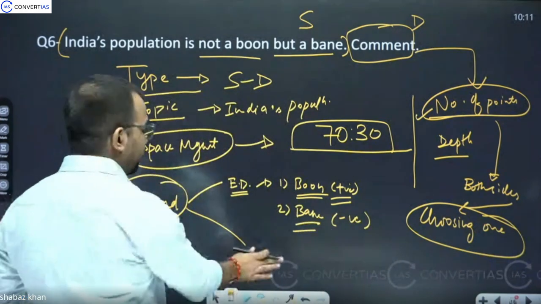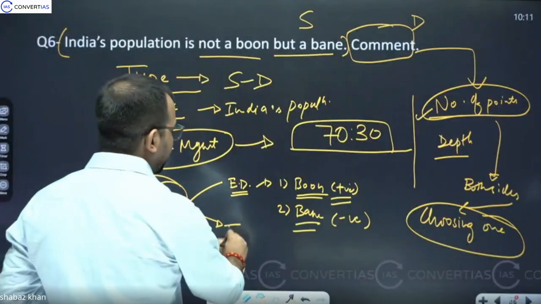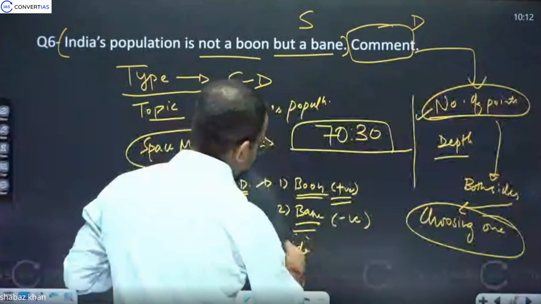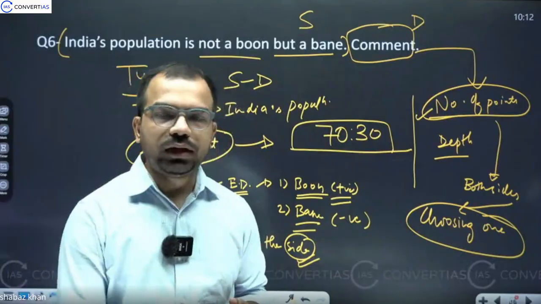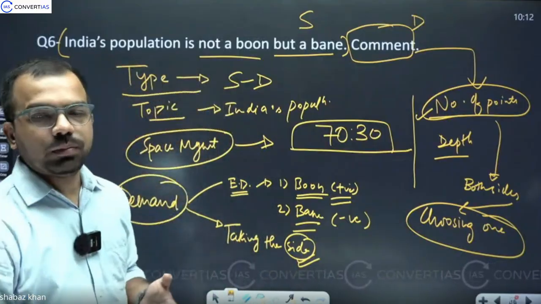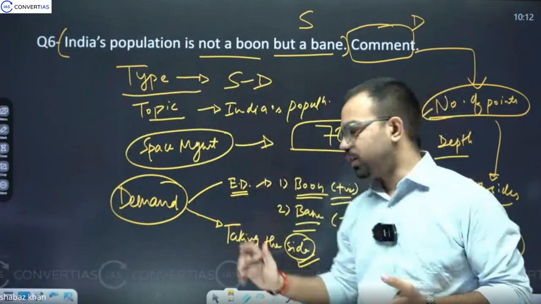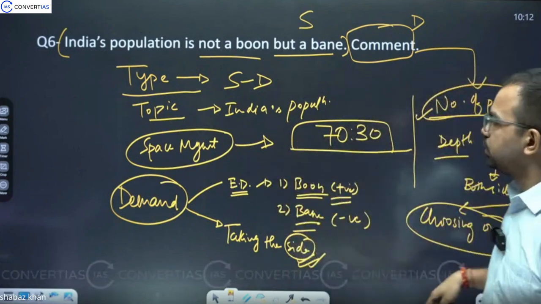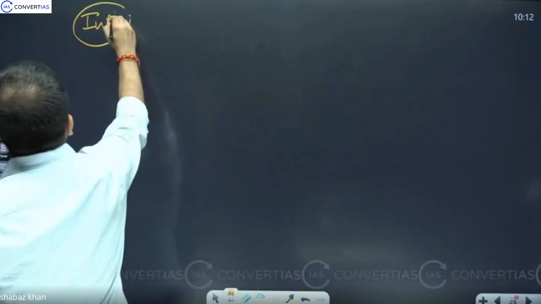Okay, is there any implicit demand? You are taking the side. In the last you are taking the side, you can call it the implicit demand. But there is not a very clear implicit demand here. You are taking the side, taking the right opinion, that is the implicit demand, but not very clear. Do tell me, intro, India's population, what should be the type of intro?